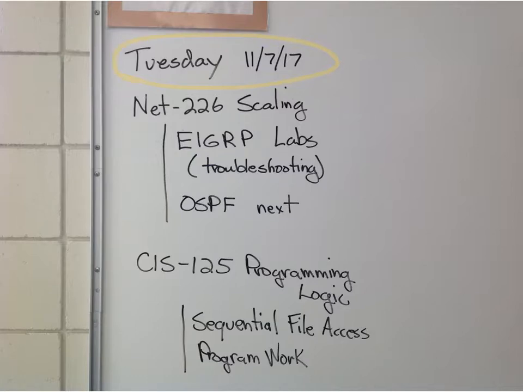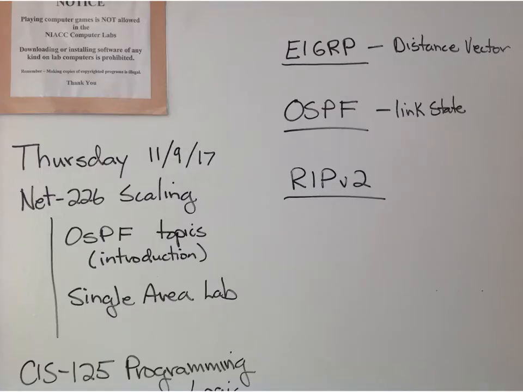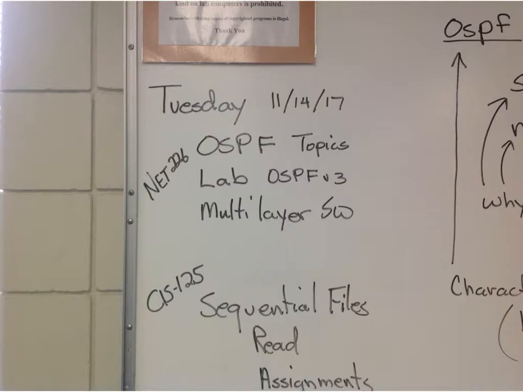Tuesday, again, we did EIGRP labs, we did troubleshooting, and then we take a look at OSPF next. Distance vector, link state. This is also a distance vector routing protocol. Started OSPF on the 9th. Did single area first. Tuesday, more topics. OSPF, worked on the lab with IPv6.